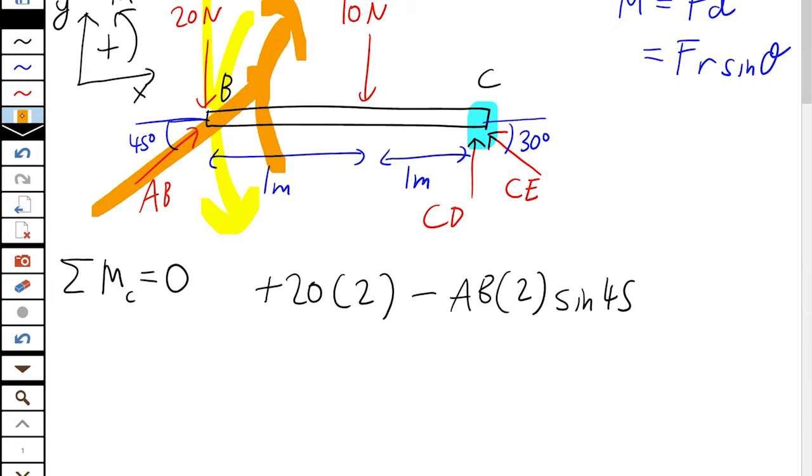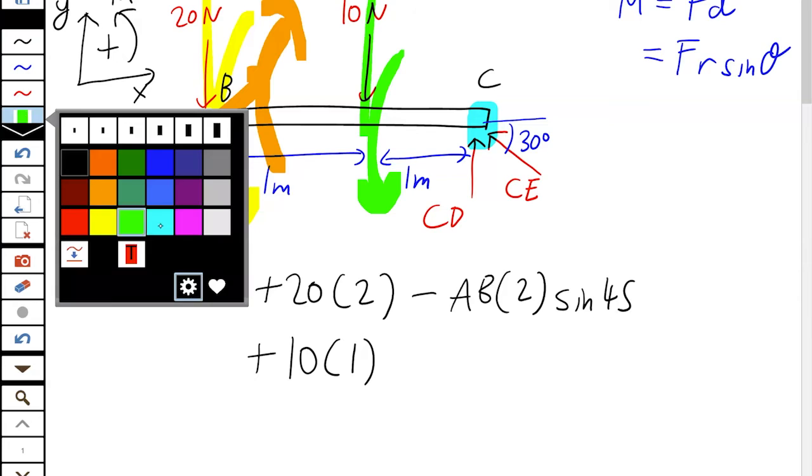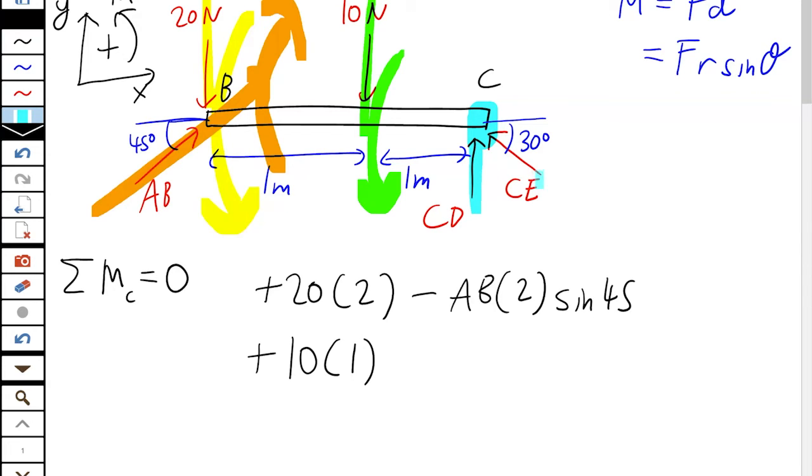Then we move along. The next one, 10 newtons, a perpendicular distance of 1 meter away. That would be acting counterclockwise, which is positive. And then all the forces acting at C, CD, and CE, well, they're pushing on the door hinge, so they won't turn. Remember, any force pushing on the pivot produces 0 moment, equals 0. And lo and behold, one equation, one unknown.